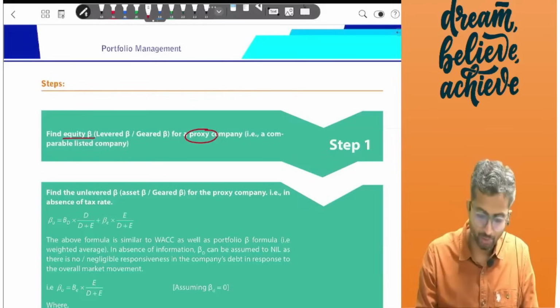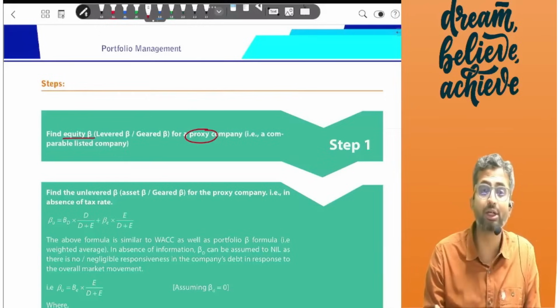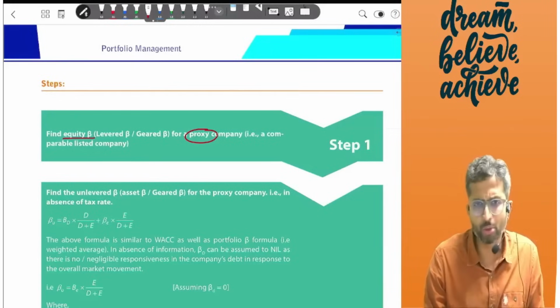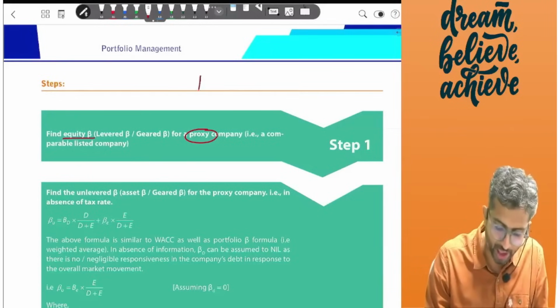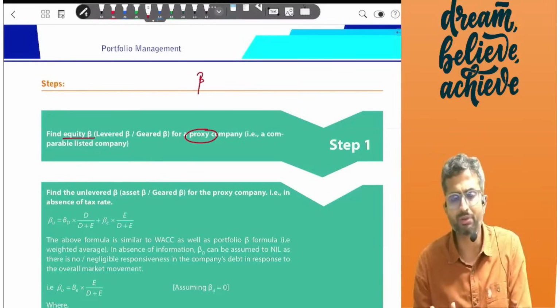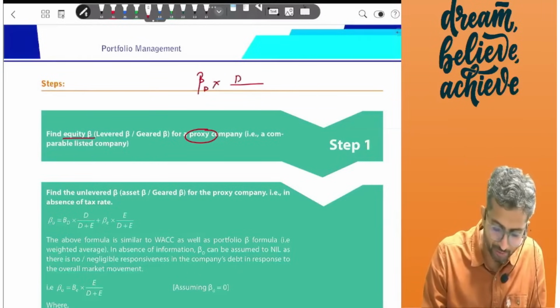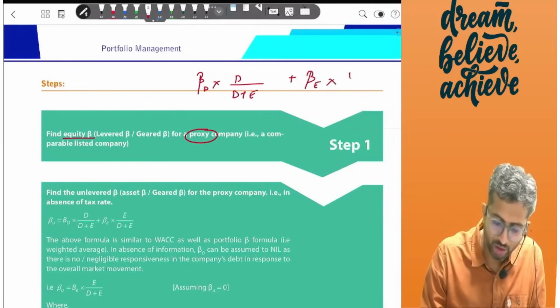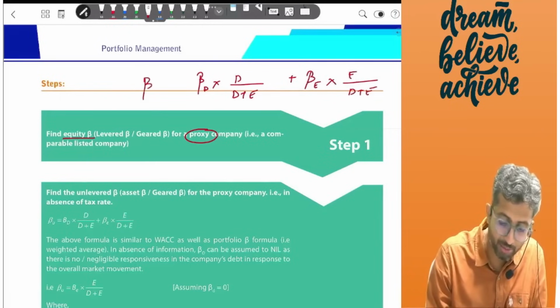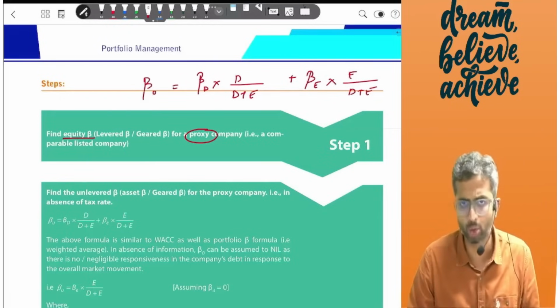So what I will try to find is, let's say I have the equity beta, I will use that to find the asset beta. The formula over here is very similar to the WACC formula, like the cost of debt into weight of debt plus the cost of equity into weight of equity. Here you take the beta of debt into the weight of debt plus the beta of equity into the weight of equity. This will give you the beta of the overall, or beta of assets as a whole, or the company as a whole.